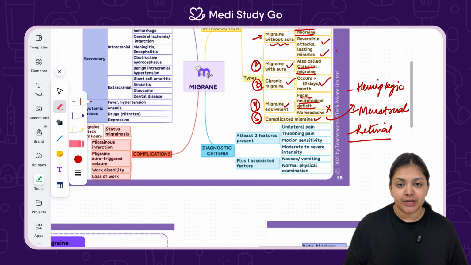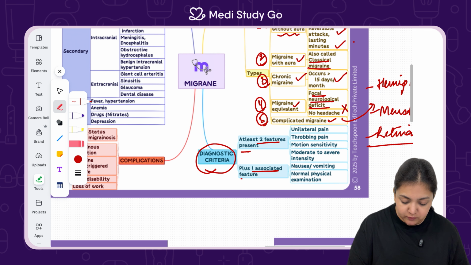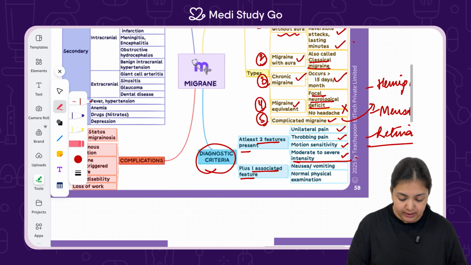After we know the etiologic agents and the pathophysiology of migraine, we need to know how to come to a confirmatory diagnosis that this patient doesn't really have a normal headache, but is actually a patient of migraine. For that, we use the diagnostic criteria, wherein at least 2 of these major features plus 1 of the minor features must be present. The major features include unilateral pain, throbbing pain, motion sensitivity, and moderate to severe intensity of the headache, which means that unilateral pain is on one side of the head and not bilateral.